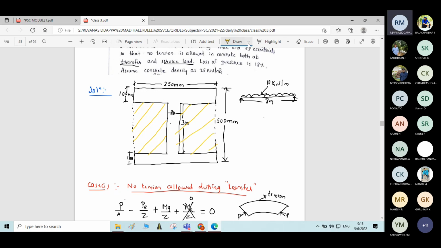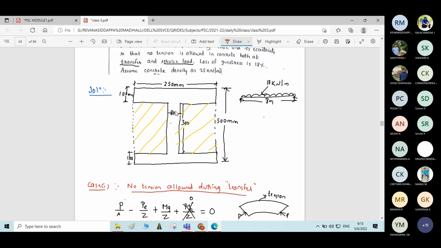Okay. So what is the width of this rectangle? Let me know. Overall width is 250. Okay. Overall width is 250 minus web thickness 80. If you do, you will get how much?